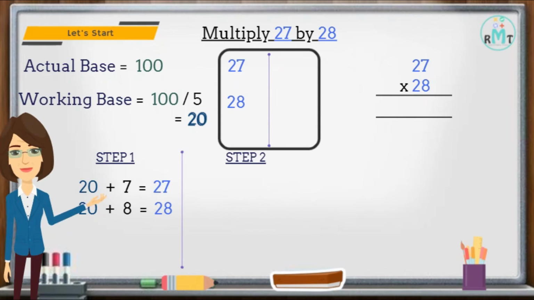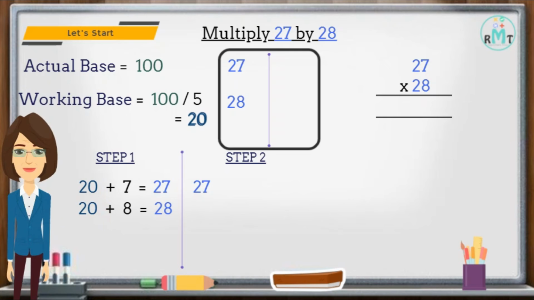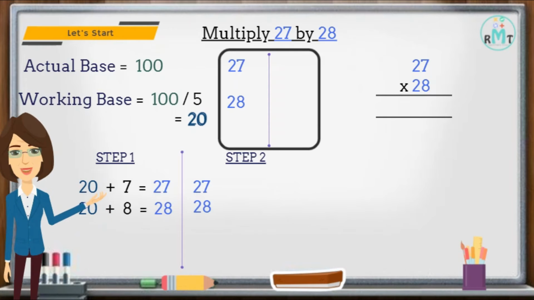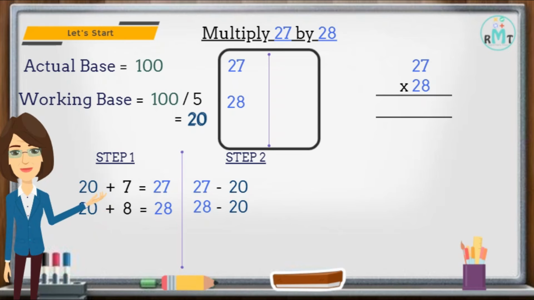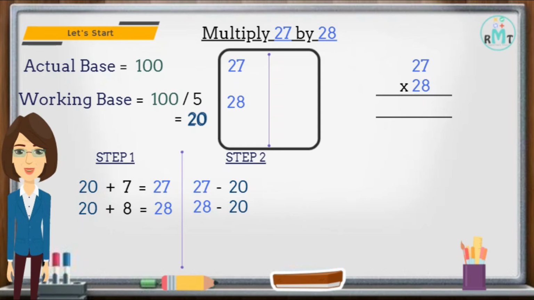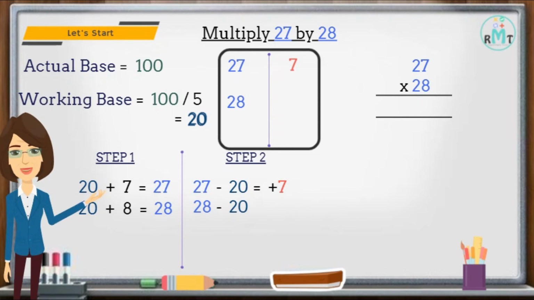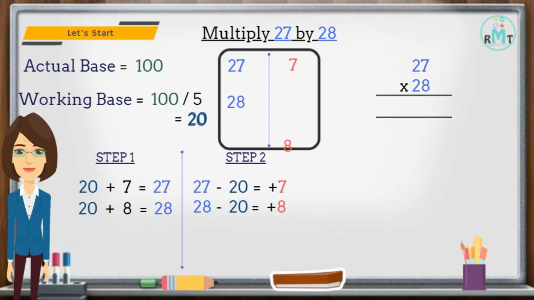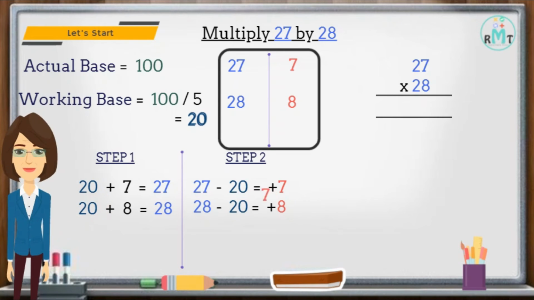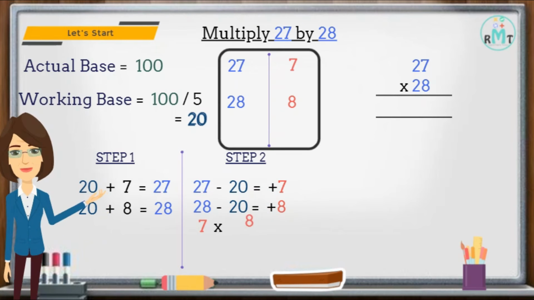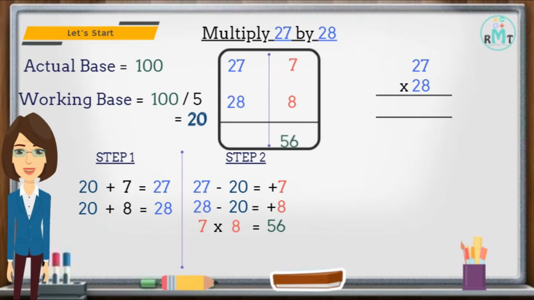Step 2. Subtract 27 and 28 from the base number, which is 20. Next, the difference between 27 and 20 is plus 7, and the difference between 28 and 20 is plus 8. Now, we multiply 7 with 8. We get 56 as the answer.